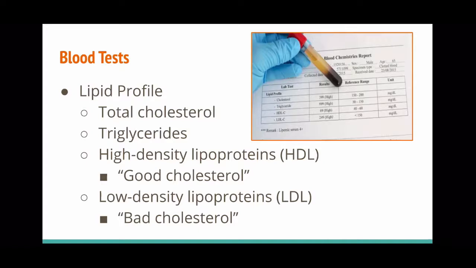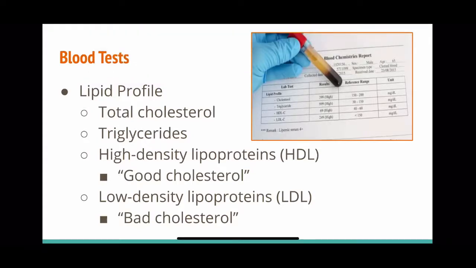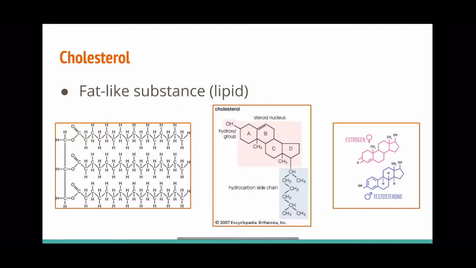For instance, HDL and LDL aren't even types of cholesterol, yet we call them good and bad cholesterol, but they're not cholesterol themselves. So let's try and get into some cholesterol information.